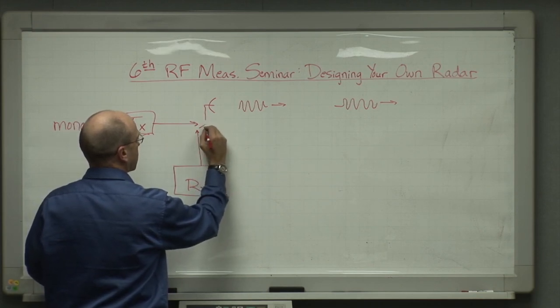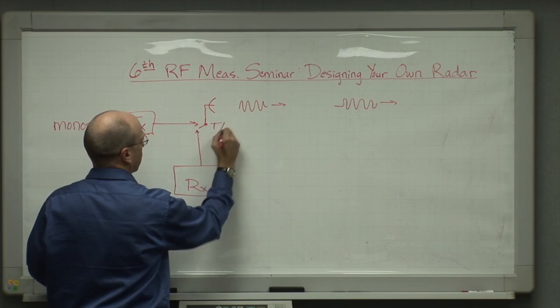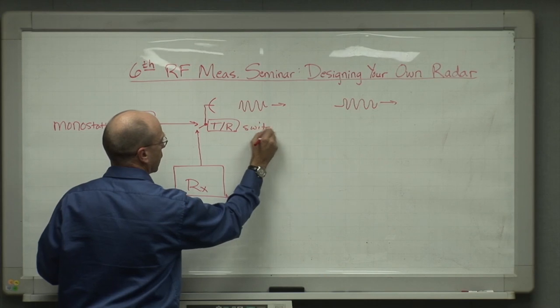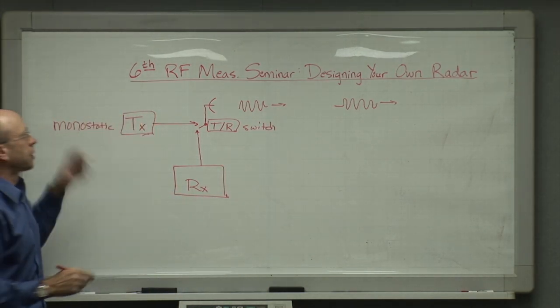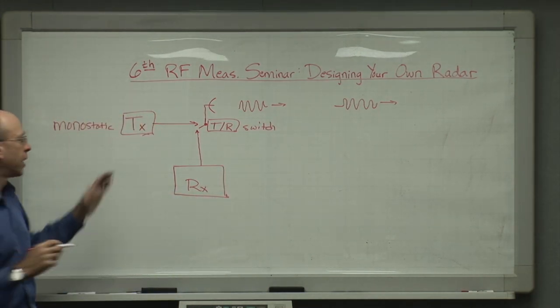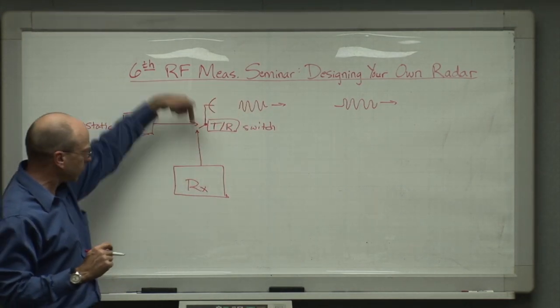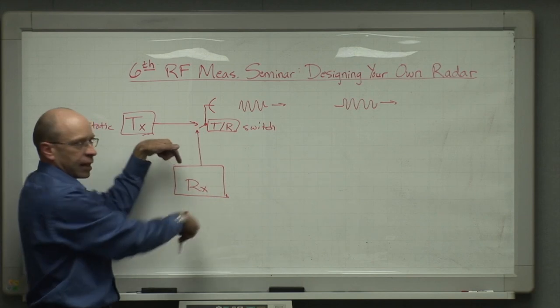And so what we have to do at this point is put what amounts to a switch in here like this. And this is called a TR switch, transmit and receive switch. There's also a scheme called a circulator, which takes energy in this way, radiates it out, but energy coming back in this way is routed out of the circulator back down to the receiver.